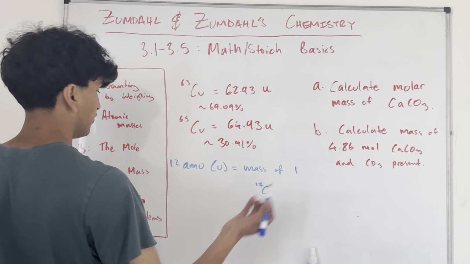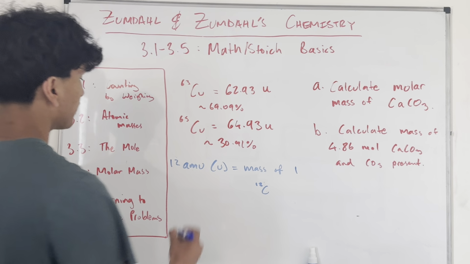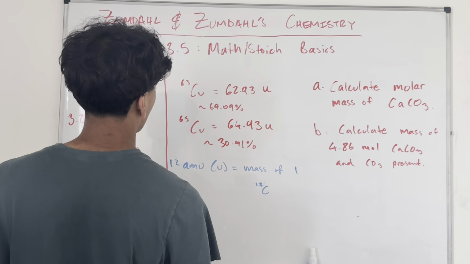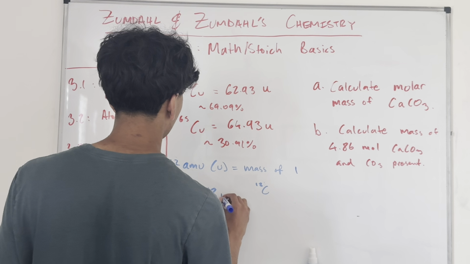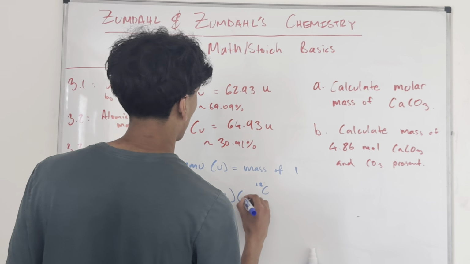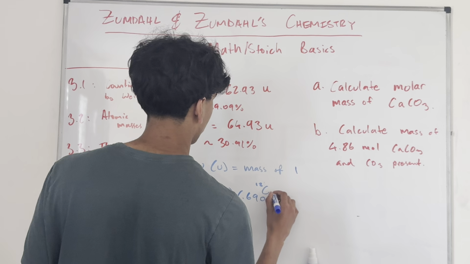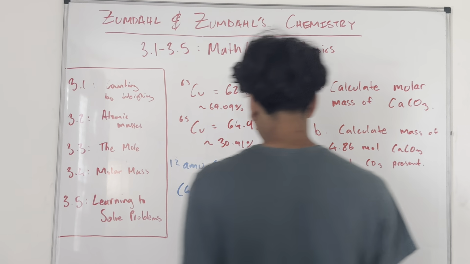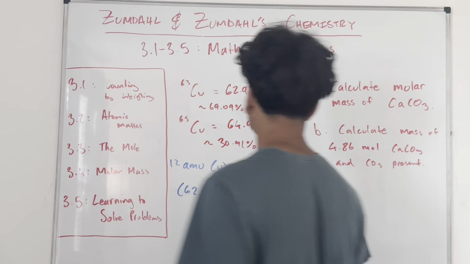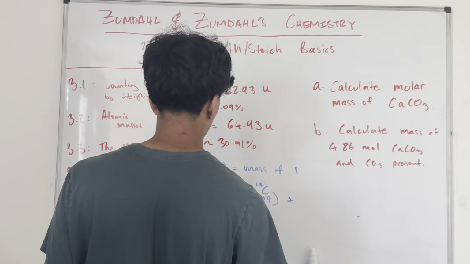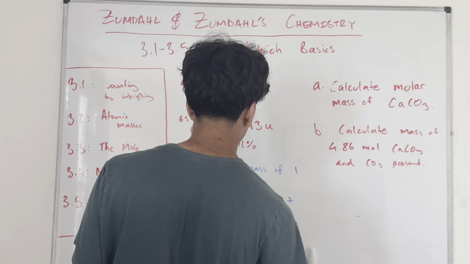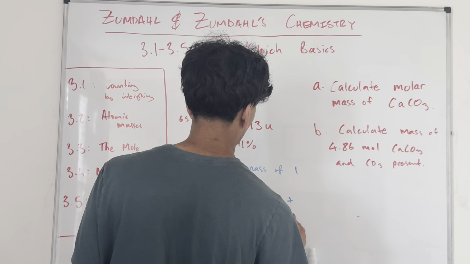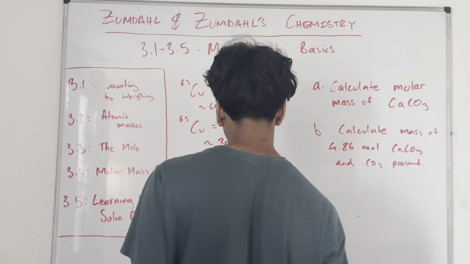Well, the way you take a weighted average is pretty simple. You're going to say, okay, for copper 63, it's 62.93 U times 0.6909 of the total copper in the universe, plus 64.93 U times 0.3091, and that'll give me my average.